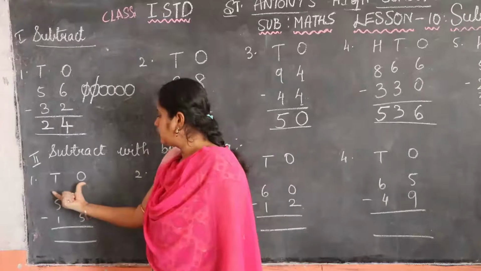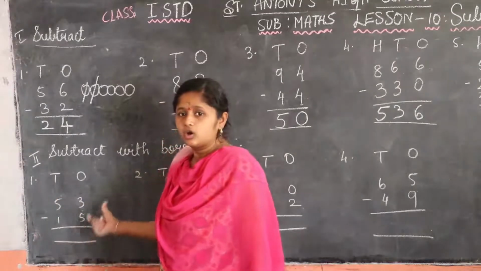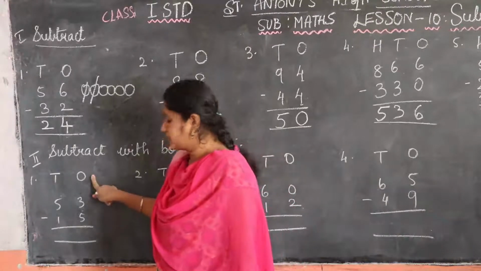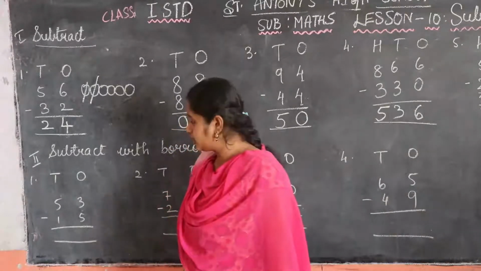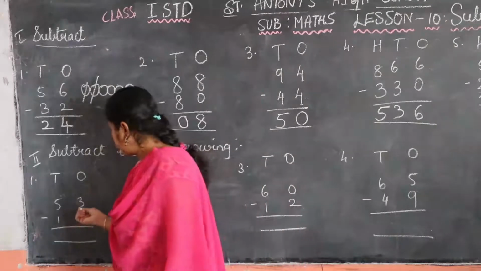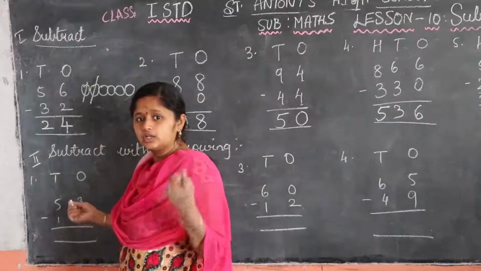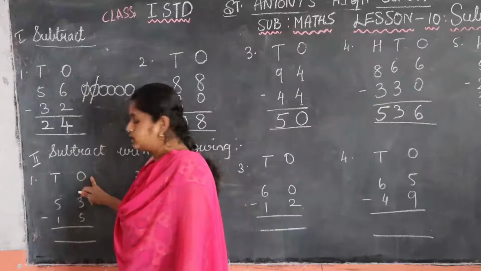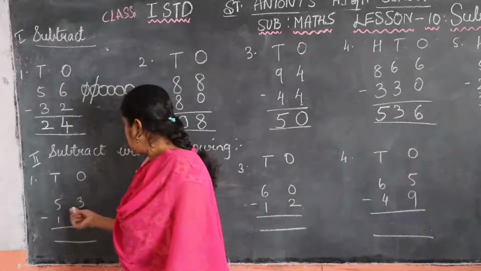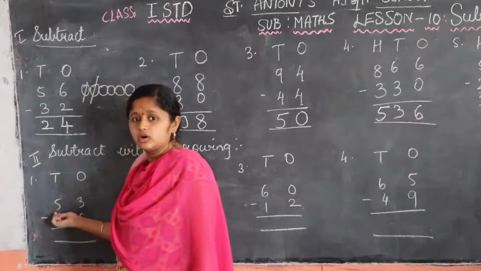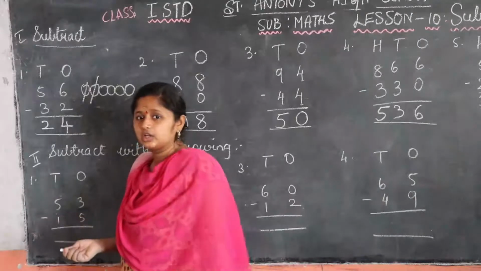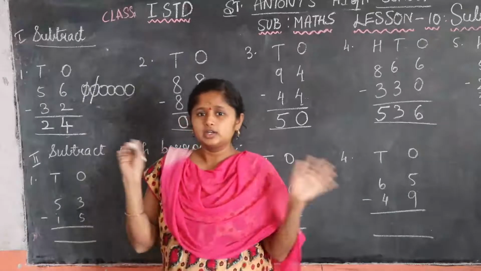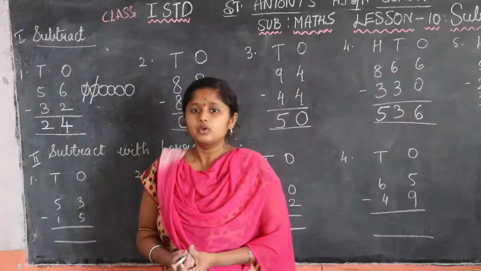First, how many digits are there? 2-digit numbers. Always while subtracting, which place do we start from? From the ones place we have to subtract. Now here, which number is here, children? 3. So how many ones are there? Only 3 ones. And here in the tens place, which number? 5.